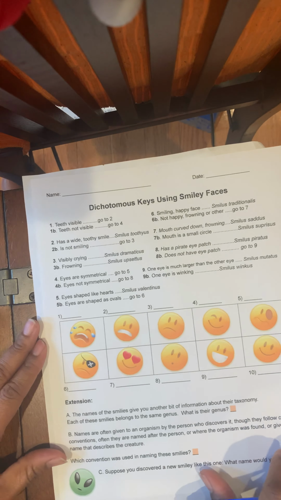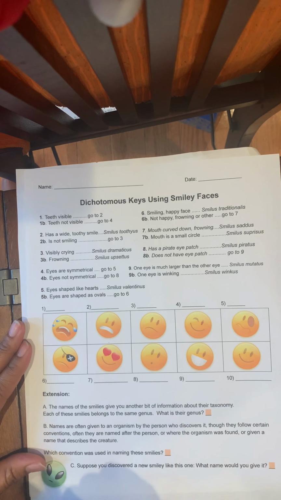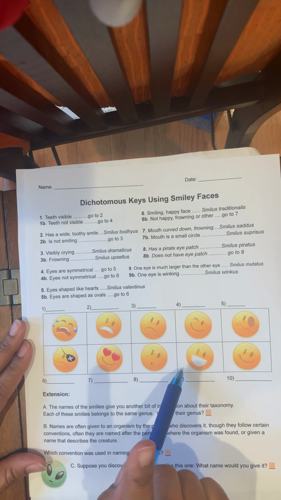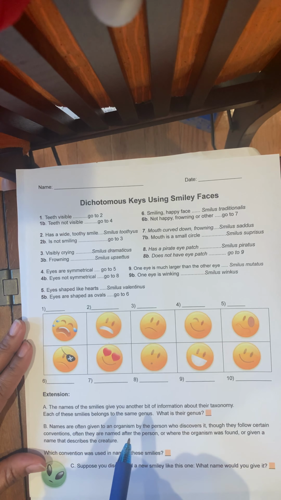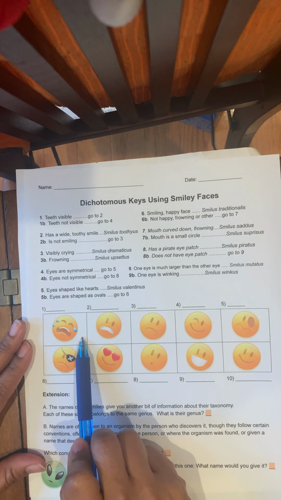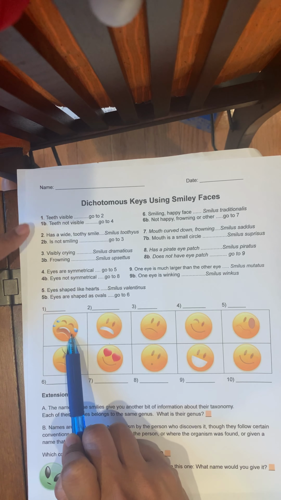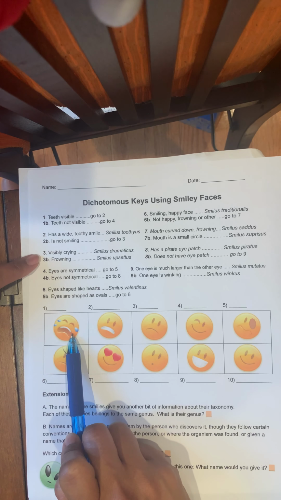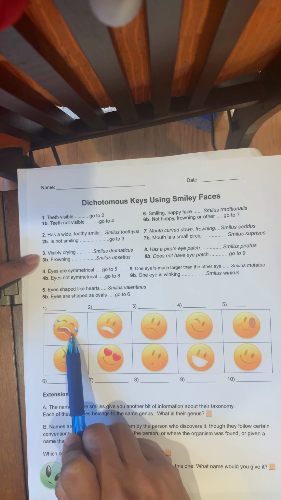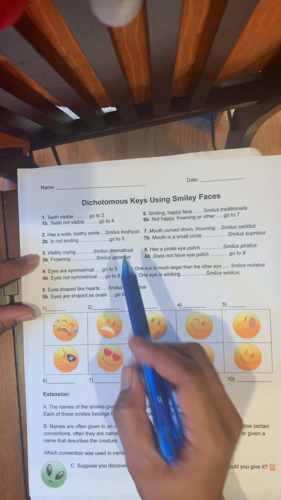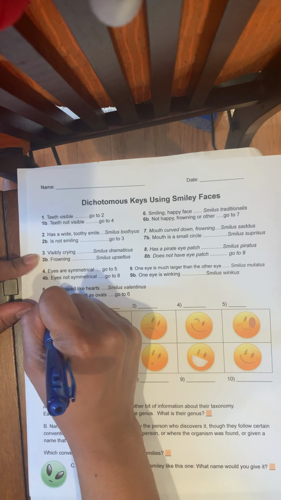Let's try a couple of these just to see how we're doing. So remember, you can only take one at a time. I think that's where the confusion is. One at a time. So let's go here. Teeth are visible. Yes. Go to number 2. Has a wide tooth smile, is not smiling. Is not smiling, so go to number 3. Visibly crying. Yes. So this is Smilus dramaticus. I need to write that here.